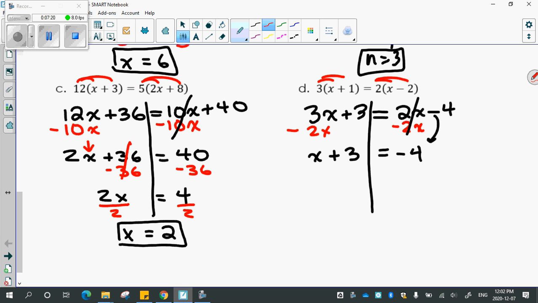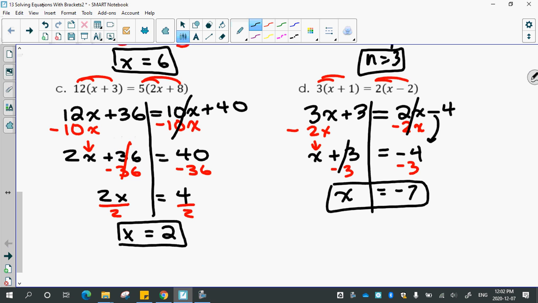And now I've got it to where I can use reverse BEDMAS to get x by itself. And I want to undo add 3 by subtracting 3 on both sides. And I end up getting x equal to negative 7. And here's my answer. Okay? So we've added one more layer with the brackets.